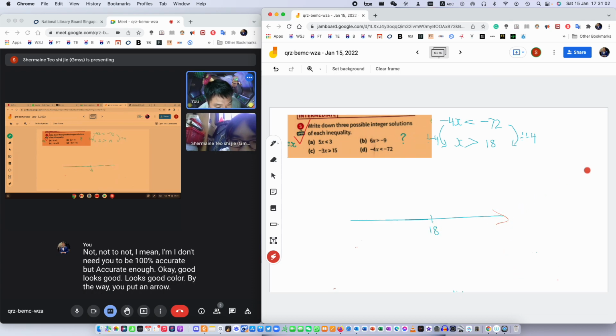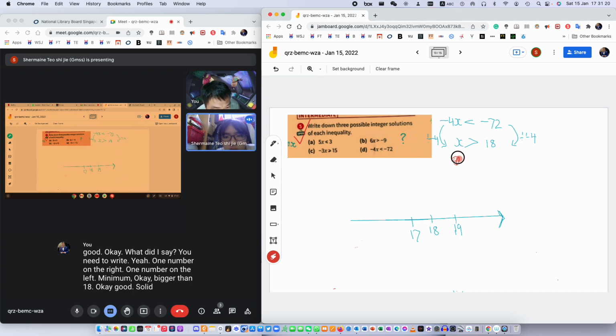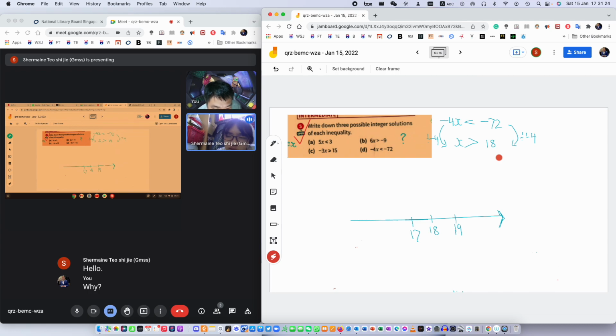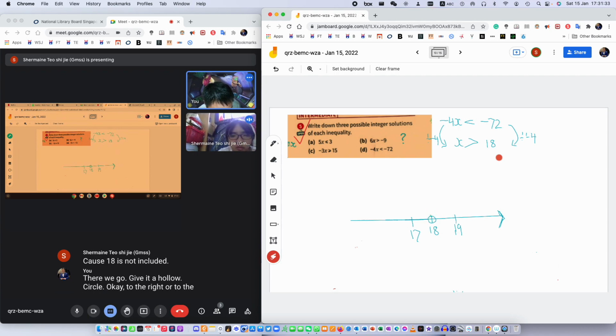By the way, you need to put an arrow here to tell people it goes to the right. What did I say? You need to write one number on the right and one number on the left, minimum. Okay, x is bigger than 18. Solid or hollow? Hollow. Why? Because 18 is not included. Very good. Give it a hollow circle. To the right or to the left? To the right. Okay, good.